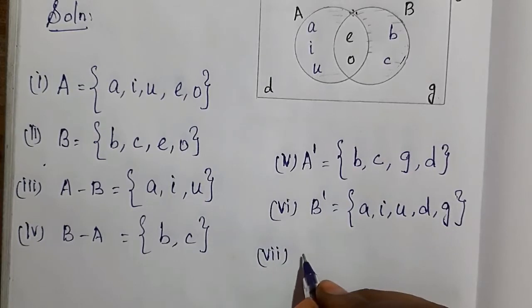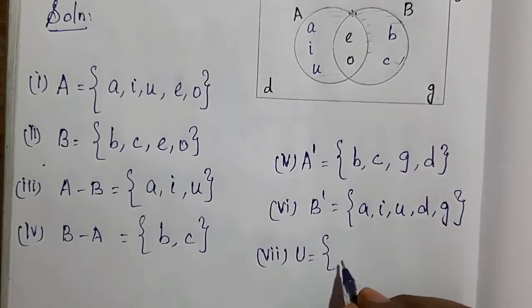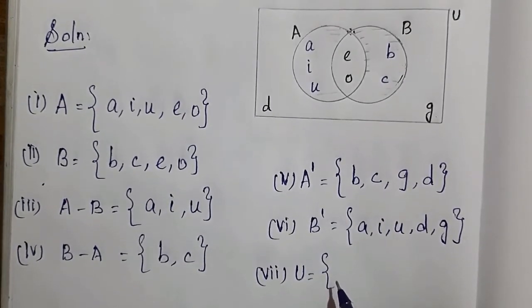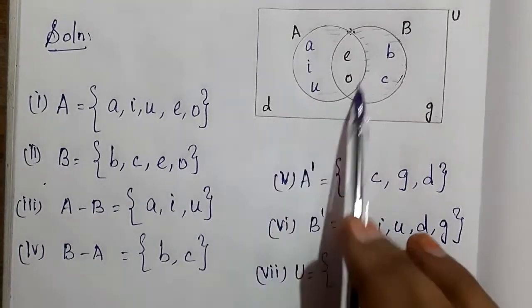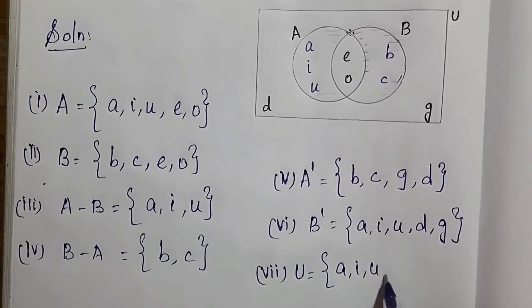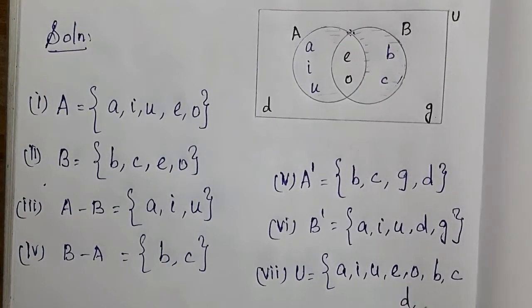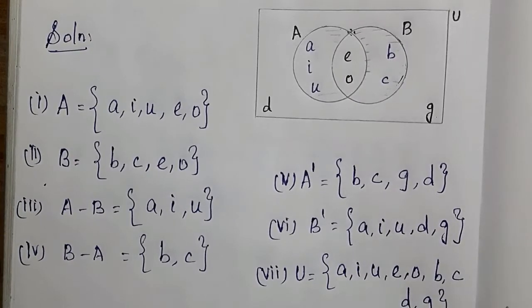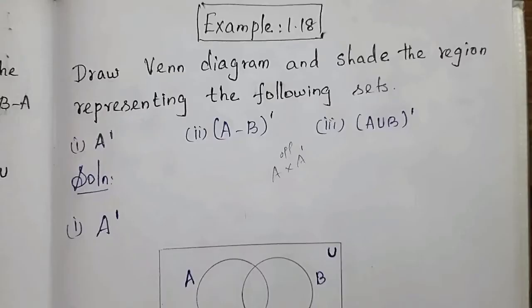Seventh one. U equal to set of all. So all the elements we have to write in the universal set. So set of all A elements, B elements, also these two elements. So A, I, U, E, O, B, C and D, G. This is the universal set.